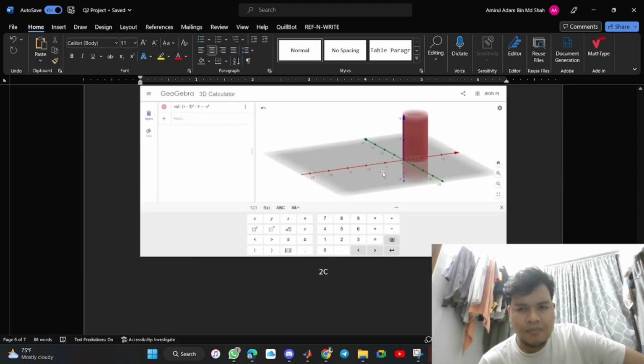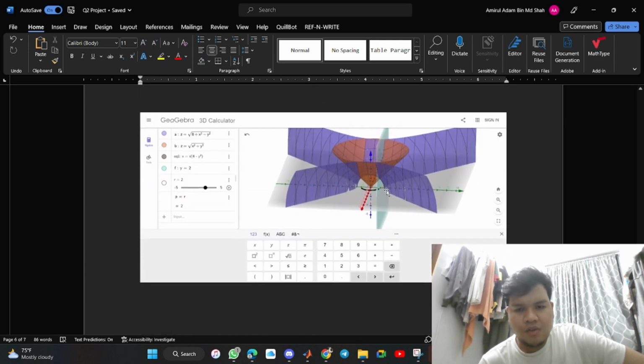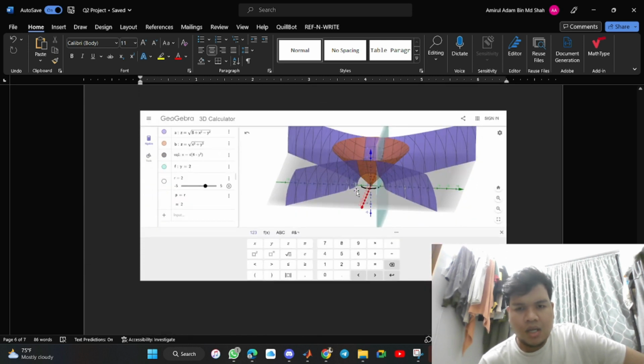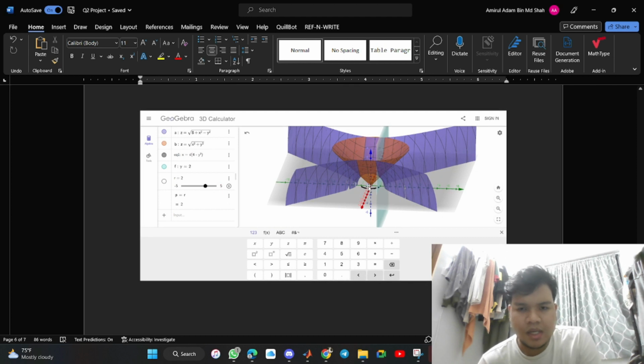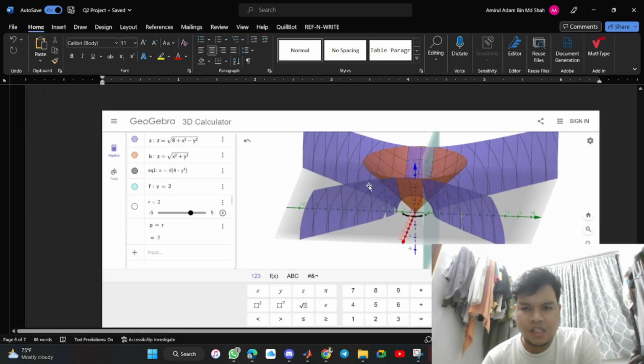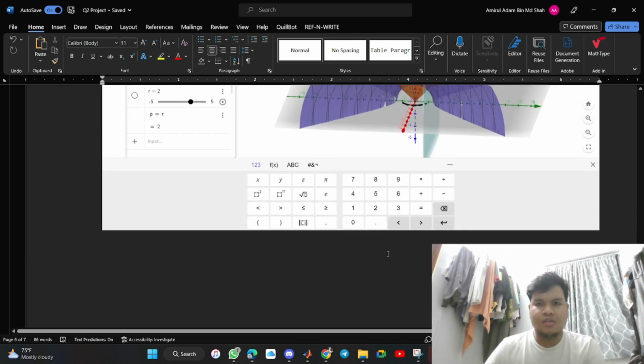The second one, we get the model like this, and then for the last one, we will get the model like this. But here the detail, as you can see, we got the hemisphere before -2 and after 2 on the x-axis. So that's all from me.